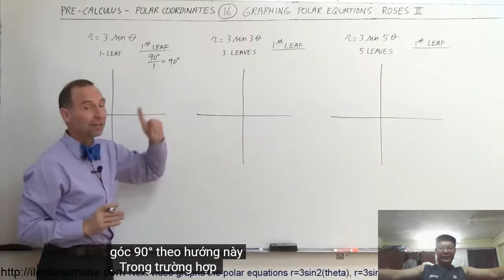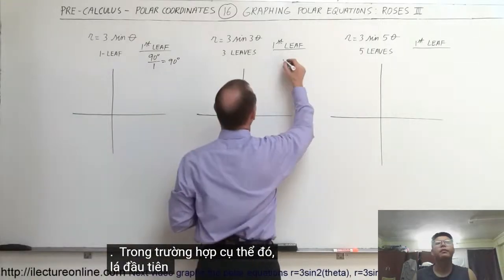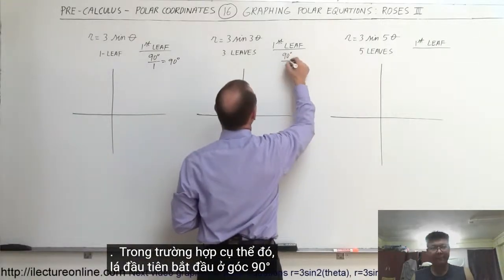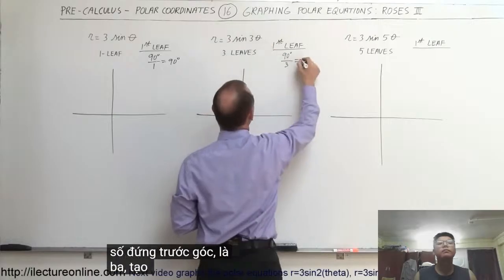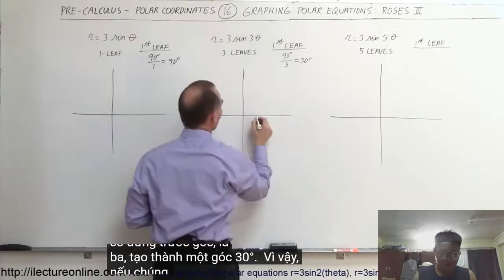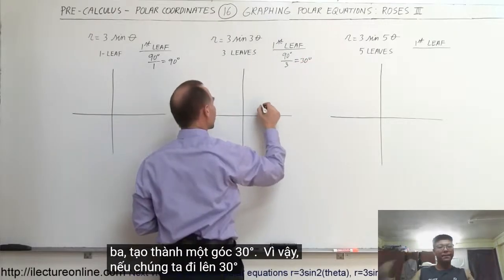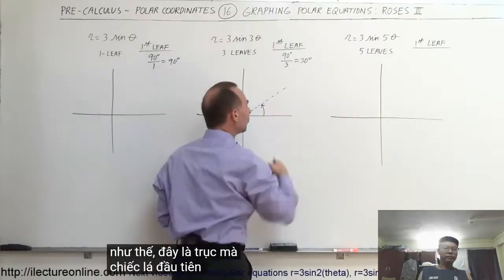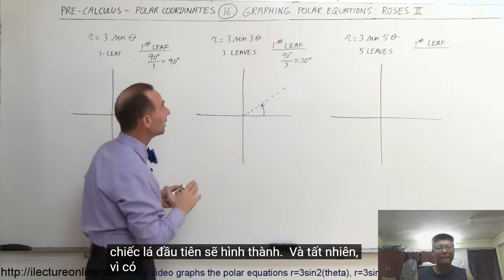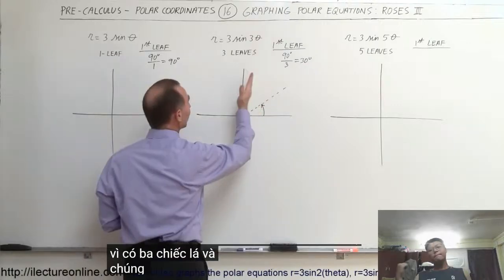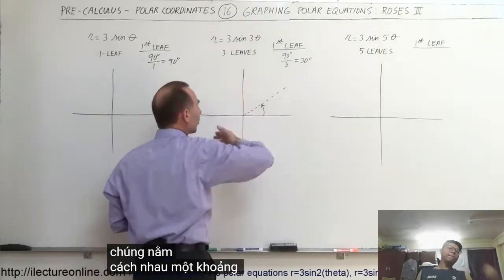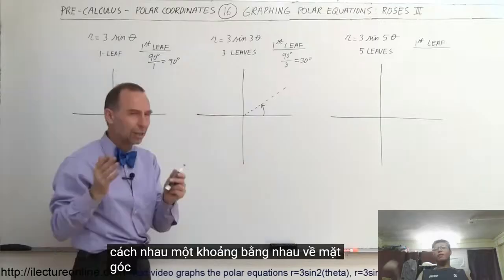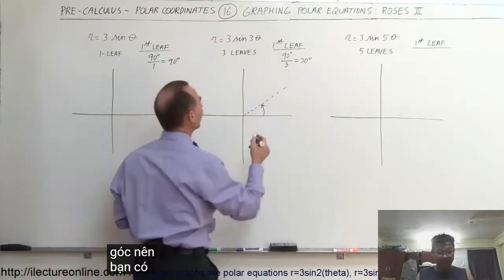In that particular case, the first leaf starts at 90 degrees divided by the number in front of the angle, which is 3, which is at an angle of 30 degrees. So if we go up 30 degrees, like that, this is the axis about which the first leaf will form. And of course, since there's 3 leaves, they're situated at an equal angle away from each other.